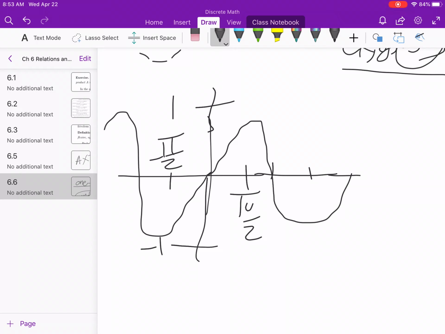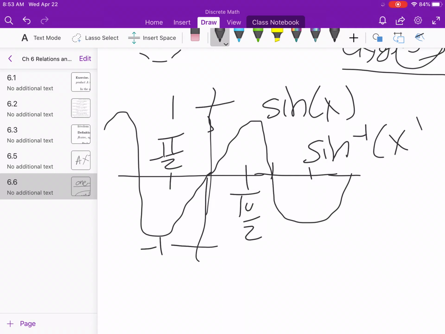But if you've taken a trig class, or pre-calculus, or calculus, you know that there exists something called an inverse sine function, sometimes called an arcsine. On a calculator you can find it, right? You have a sine x button, and you also have a little button that looks like this. So I can find an inverse sine function.